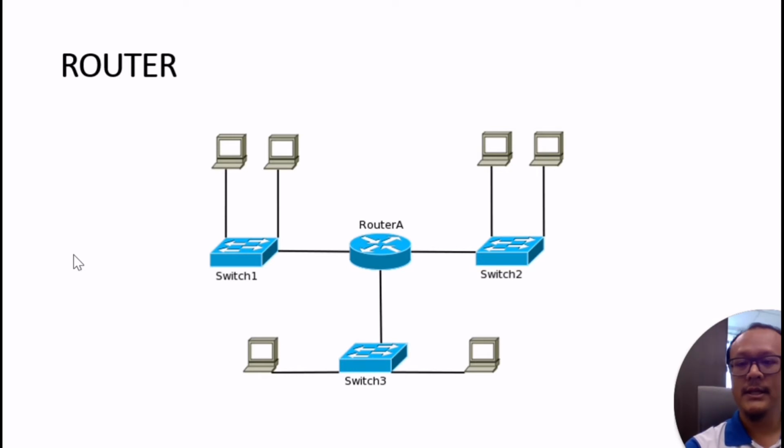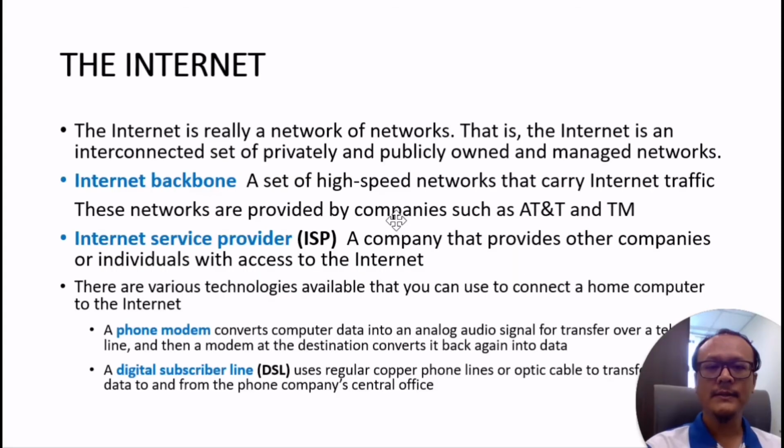So we go to the internet. The internet is a network of networks. That is, the internet is an interconnected set of privately and publicly owned and managed networks. For example, UTHM is one big network, and it's also connected to other networks such as UTM or UNIMAP, other universities, and other government sector and private sector networks. All of it we call the internet.